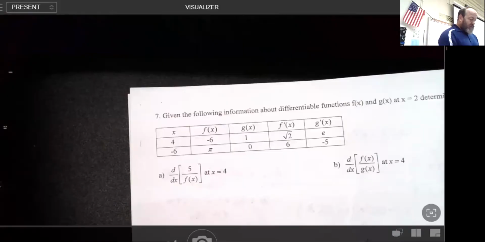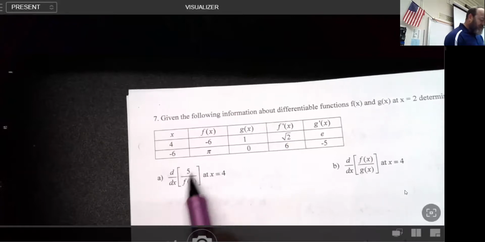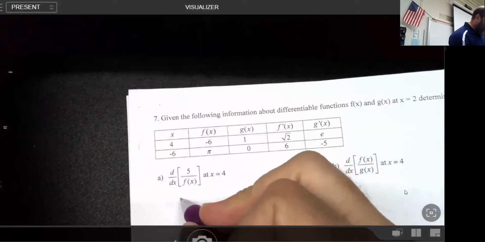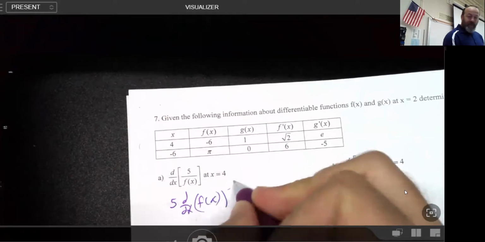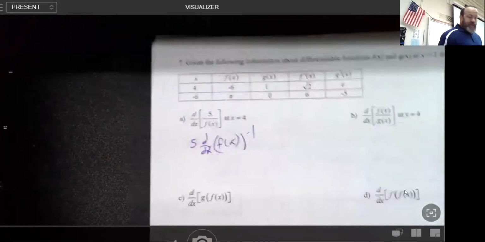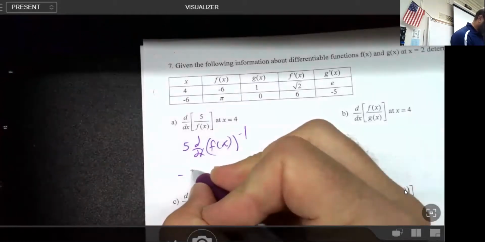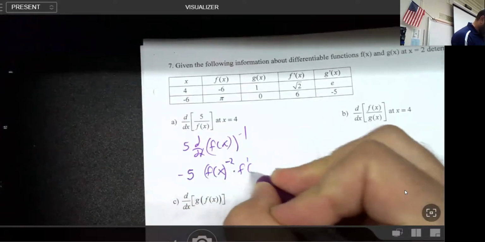Okay, so let's take a look at problems 7 and 8. All right, let's see if I've got this thing focused in here. Okay. So again, I probably personally would not look at this as a quotient. I think I personally would rather look at that as 5 times the derivative of f of x to the minus 1 power. Now, if I did it that way, of course, I could do it the other way as well, but I'd have a negative 5 f of x to the minus 2 times f prime of x.